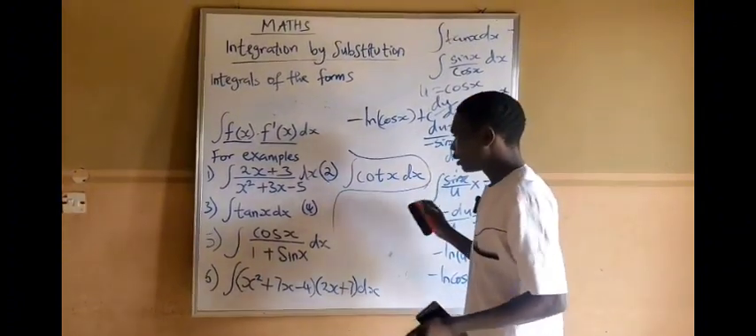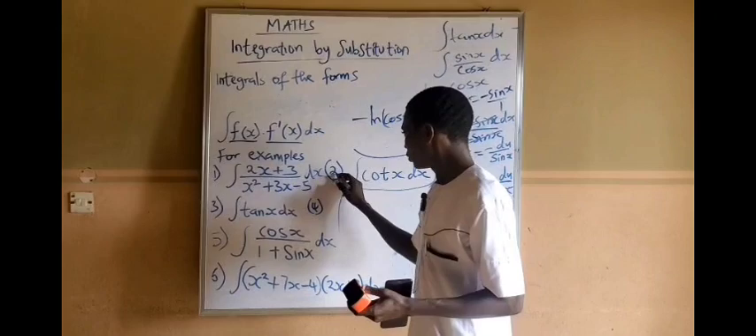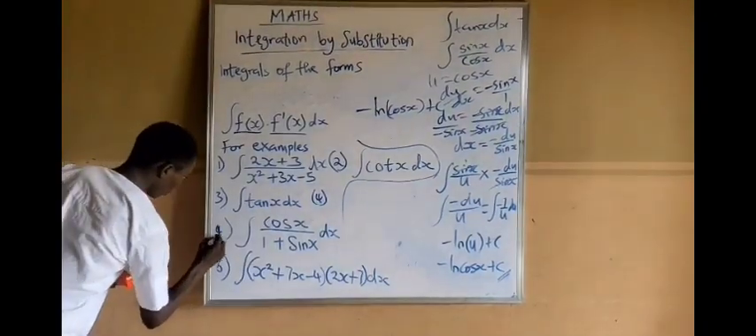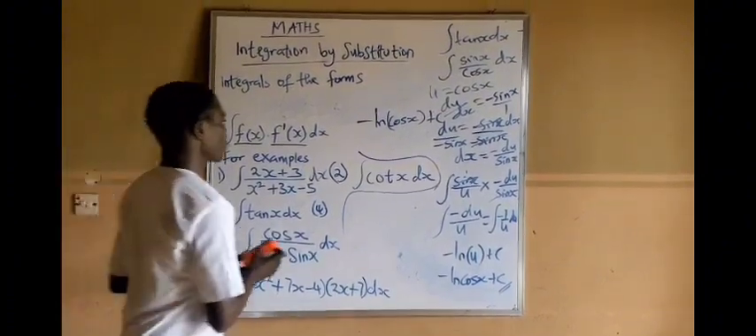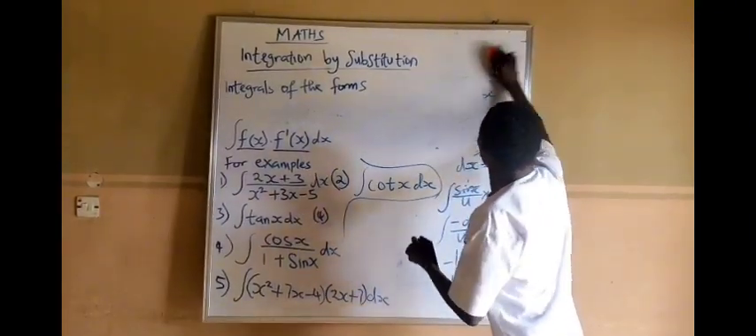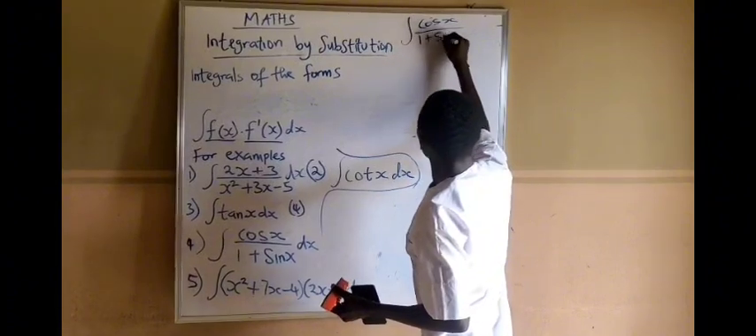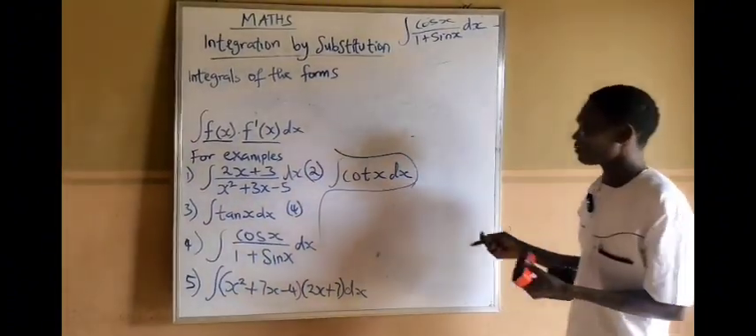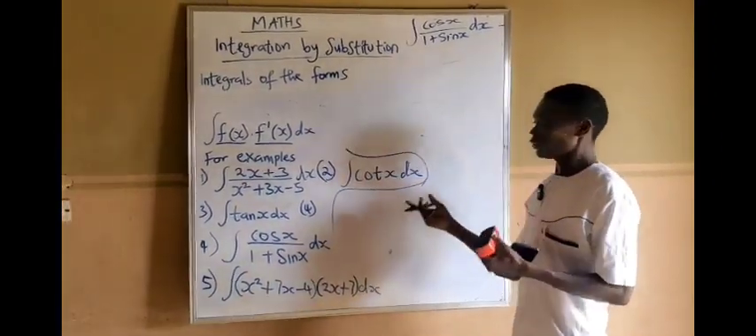So let's solve question number 4. This is number 2, number 3, this is number 4, and this is number 5. Let's solve question number 4: the integral of cos x over 1 plus sine x. You may be looking at this question and feel frustrated that it is too difficult. No, it's not difficult. You will still use the substitution method.